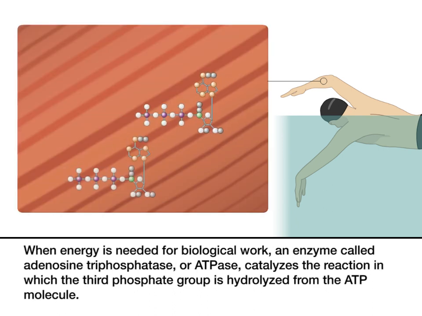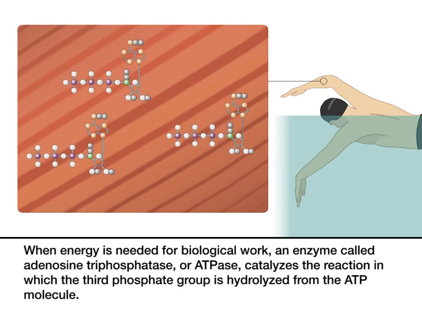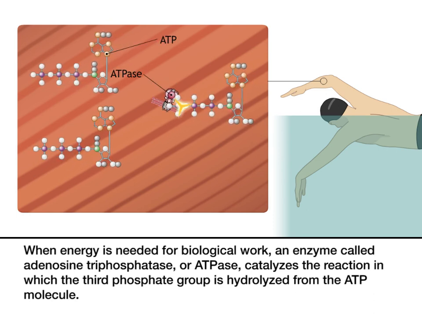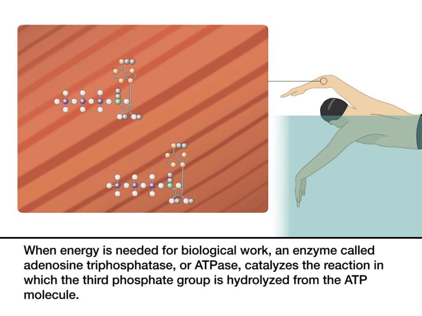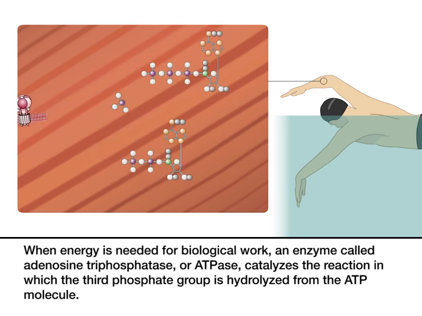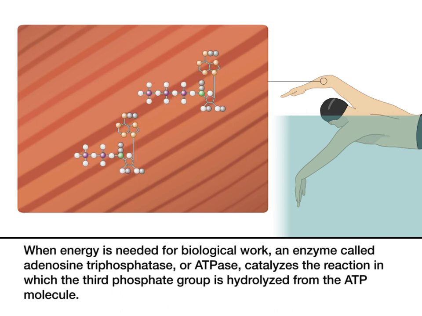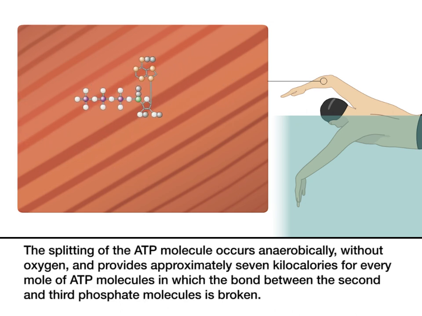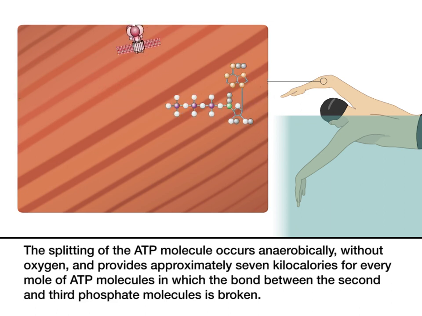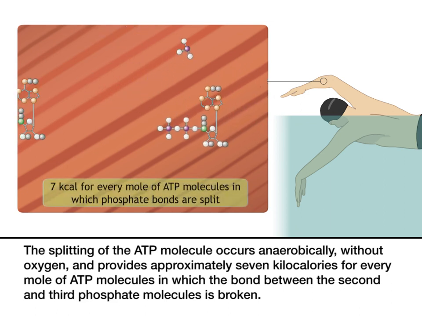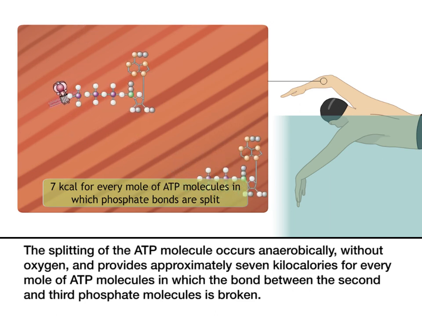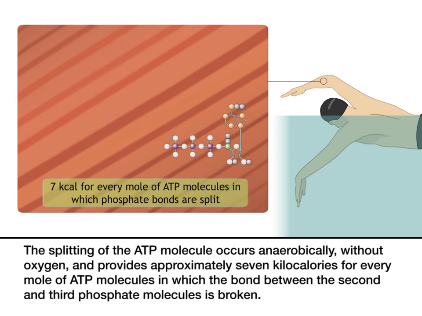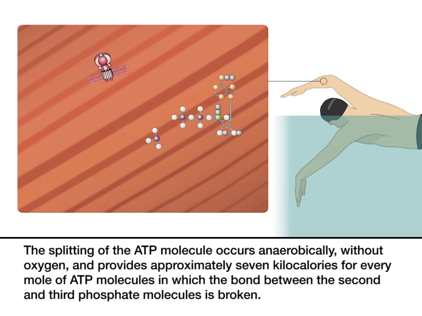When energy is needed for biological work, an enzyme called adenosine triphosphatase, or ATPase, catalyzes the reaction in which the 3rd phosphate group is hydrolyzed from the ATP molecule. The splitting of the ATP molecule occurs anaerobically, without oxygen, and provides approximately 7 kilocalories for every mole of ATP molecules in which the bond between the 2nd and 3rd phosphate molecules is broken.